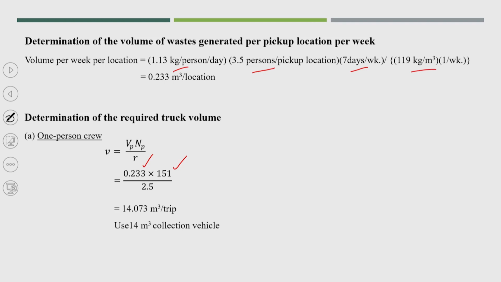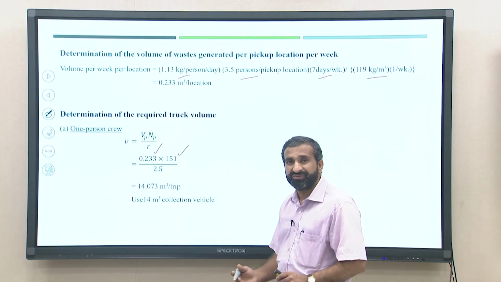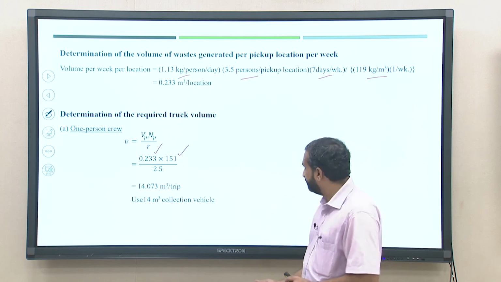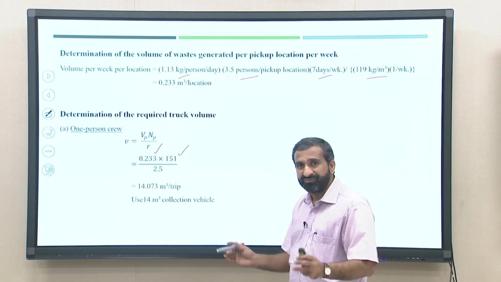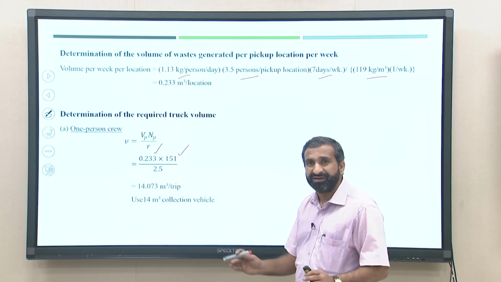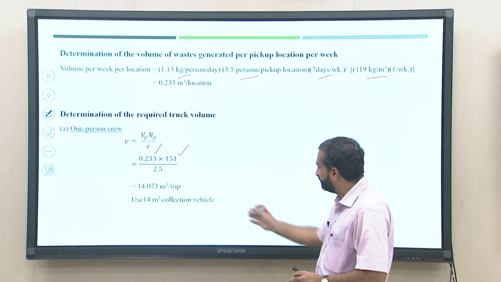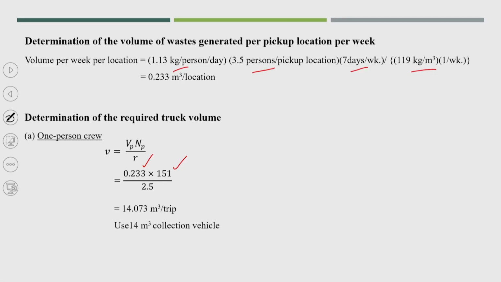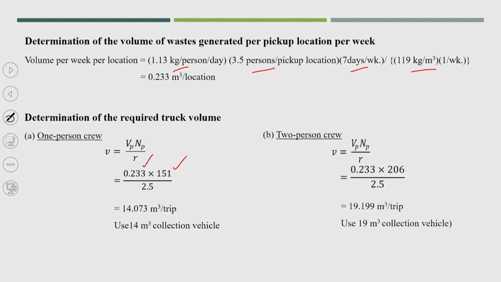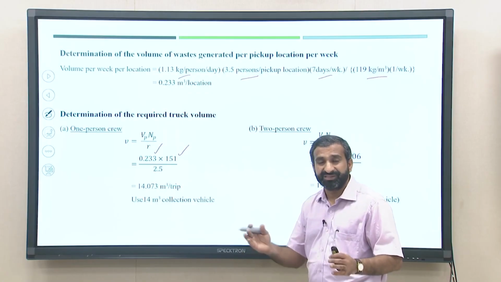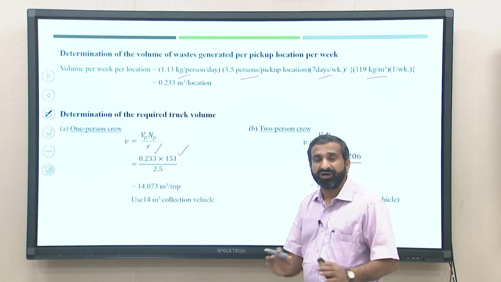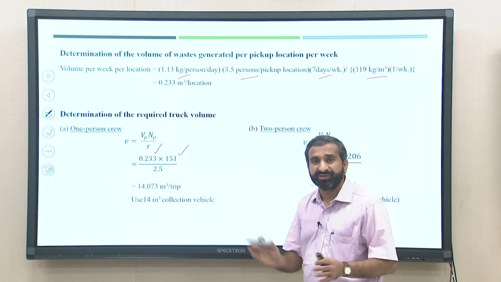A simple dumper vehicle will have a size of almost 18 to 20 meter cube. So, one simple dumper vehicle having 18 to 20 meter cube is feasible for this collection system. If you compare with the 2 person crew, it comes out to be a 19 meter cube collection vehicle. In this case also a similar kind of dumper vehicle could be possible, and you could also use a compactor vehicle which can load around 130 to 140 meter cube.